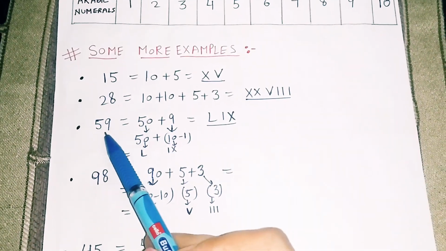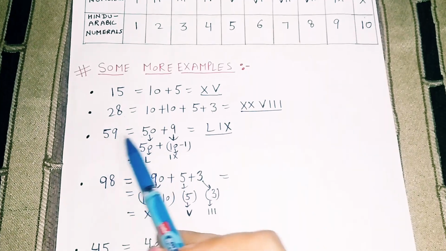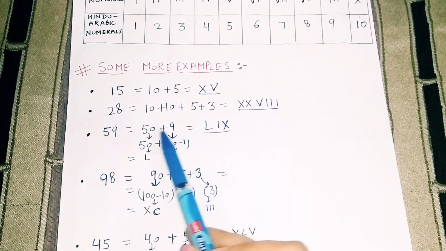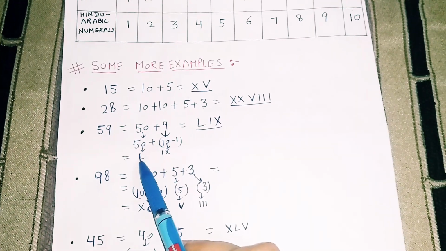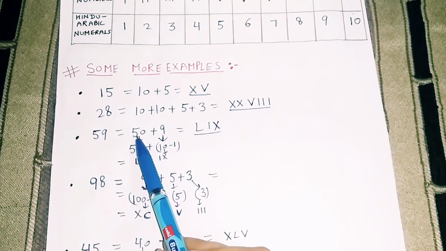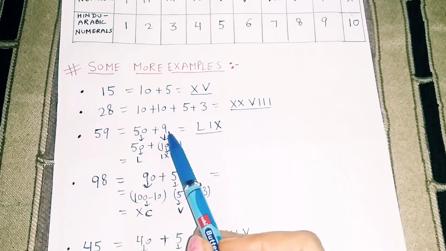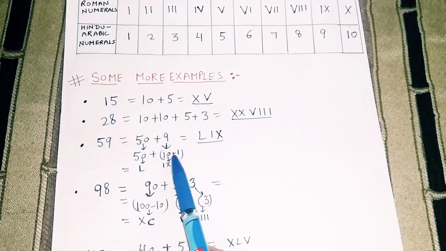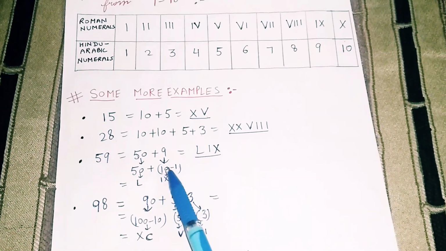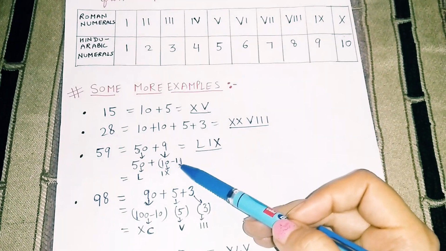Let us see this number 59. Again break the value. 50 plus 9. Does a 50 symbol exist? Yes, because symbol L represents value 50. Now what about 9? 9 can be written as 10 minus 1. So what is the symbol for 10?